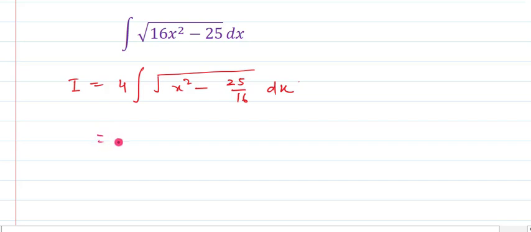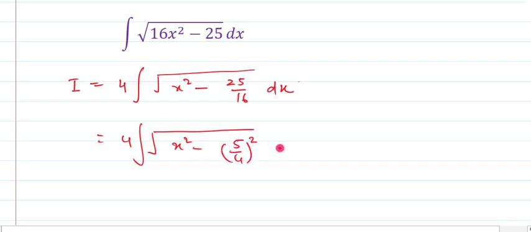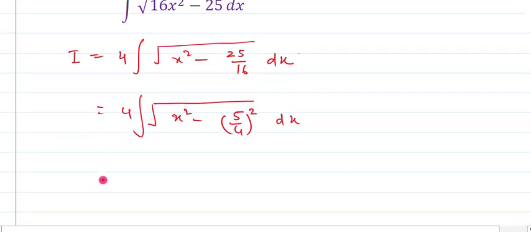Now it is very simple and you can do it very easily. The integration of square root of x square minus 5 upon 4 whole square dx. This is which identity? This is the integration of square root of x square minus a square, and you should have this thing in mind.